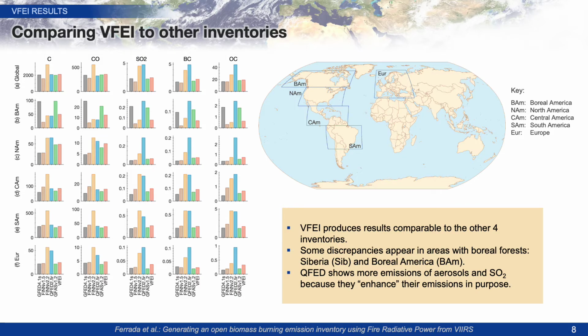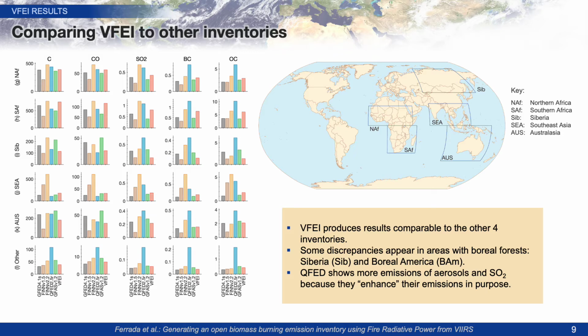We compared our VFEI emissions to the other 4 inventories I mentioned before. These figures show the average annual emissions in teragrams per year of selected species that are shown in each column. Each row represents different regions of the world that you can locate in the map. So here we have GFED in black, FIN version 1.5 in brown, FIN version 2.2 in orange, QFED in blue, GFAS in green, and VFEI in red. At the top there are the global average emissions, and you can see that VFEI is very much like the other inventories, not only globally, but in almost all regions.